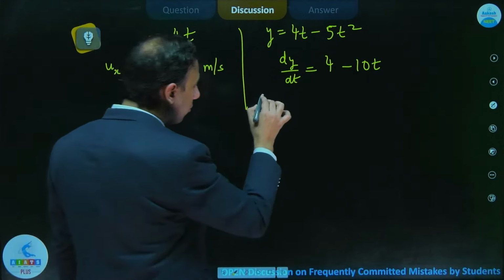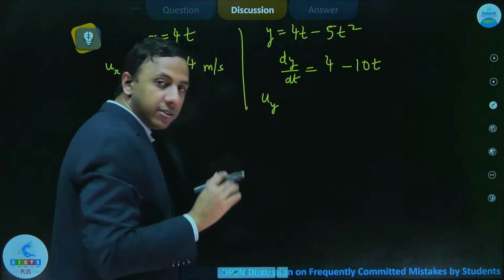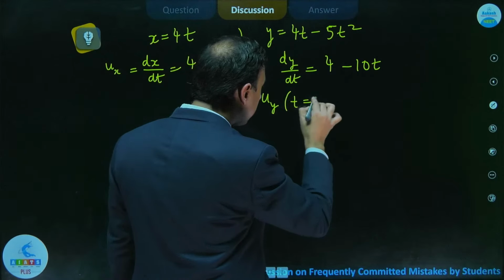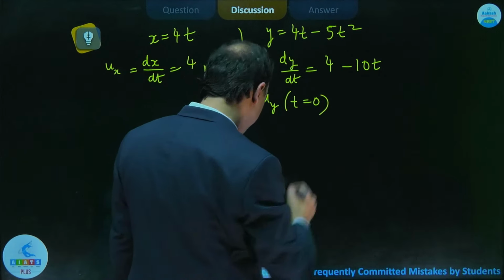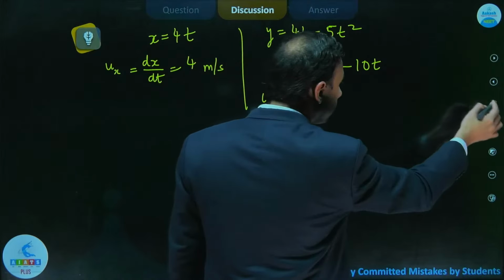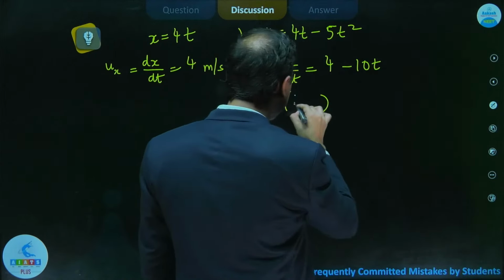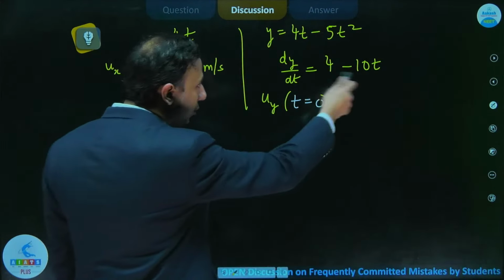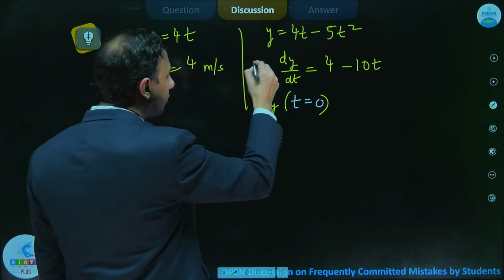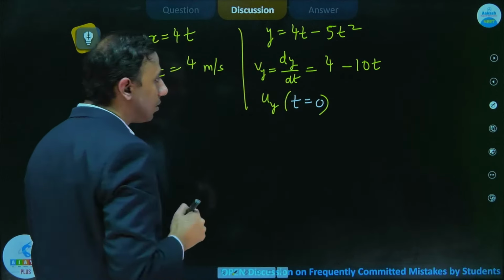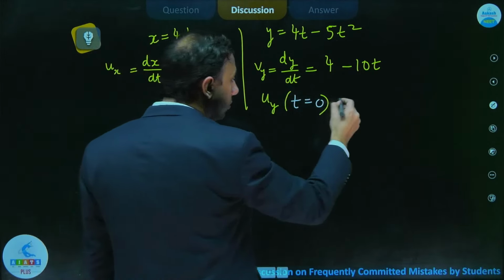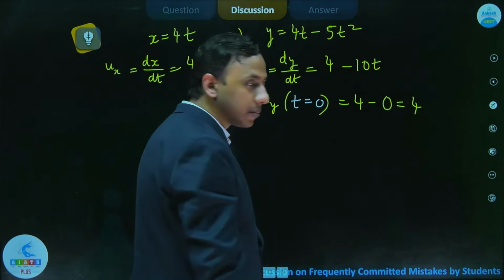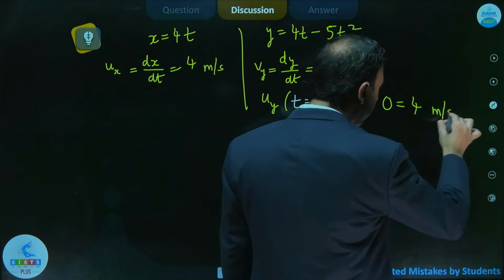Uy. Now how do we find uy? Uy, remember, is your initial velocity, that is at t equal to 0. Right, at t equal to 0. So when you substitute t equal to 0, if you want you can write this as Vy, but for Uy you substitute t equal to 0, this will become 4 minus 0, that is 4 only, that is 4 meter per second.